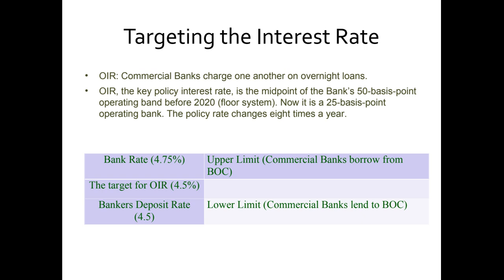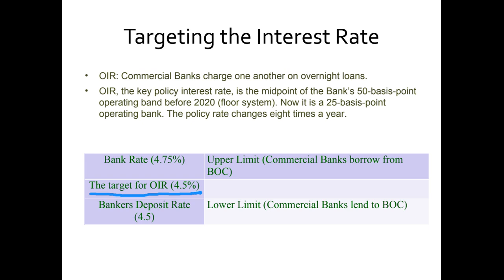Let's discuss these definitions. In the middle, we have the target for OIR. This is the policy rate, OIR. This is the policy rate. Let's say this is 4.5%.